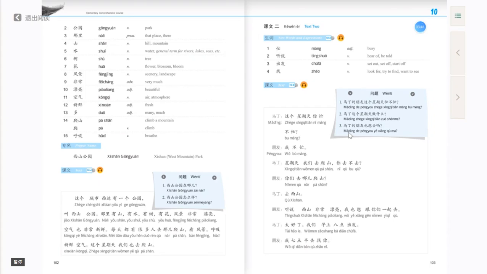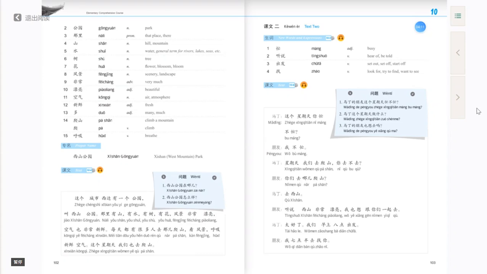And last question. 马丁的朋友也想去吗? So does Martin's friend also want to go? Okay, so how would you answer? Right, the answer will be here. So 马丁的朋友也想去爬山, 也想跟马丁一起去爬山. So Martin's friend also wants to go climb the mountain with Martin, right? Okay, so this is text 2.